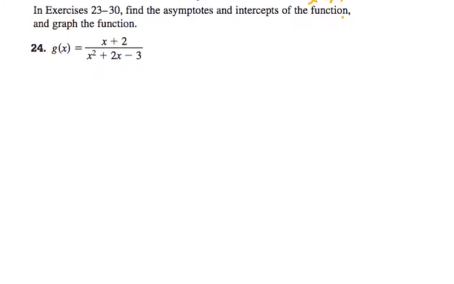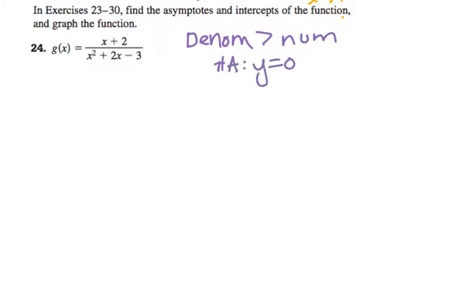Then we want to find the asymptotes and intercepts of the function and graph it, probably based on what we find. So again, same thing happening here where we have the denominator greater than the numerator. And so because of that, our horizontal asymptote is y equals 0. Then we go through and actually set the denominator equal to 0, because that's going to give us our vertical asymptotes.